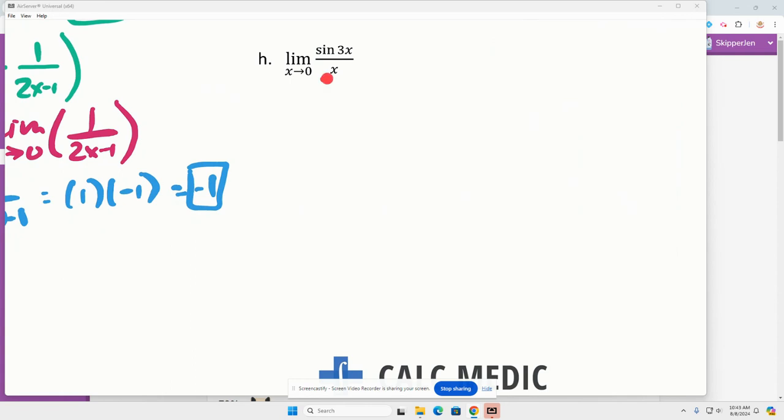But I can make sure this denominator has that 3 by multiplying by 3. Is it legal to just do that? No. What else do I have to do? Multiply the numerator by that. That is like multiplying by 1, and that's perfectly legal. So I'm just going to rewrite this for a second.